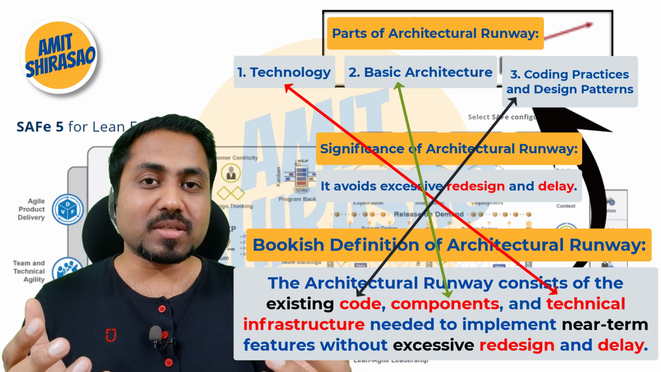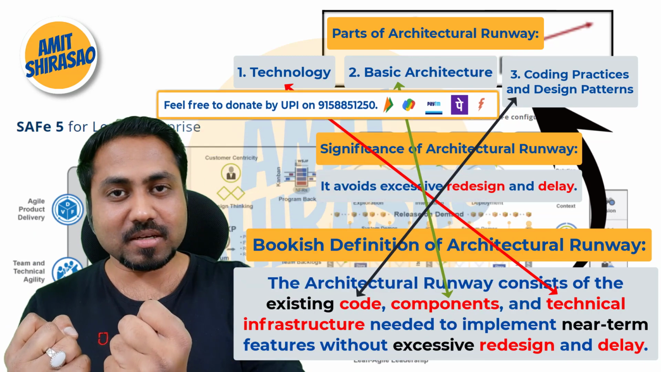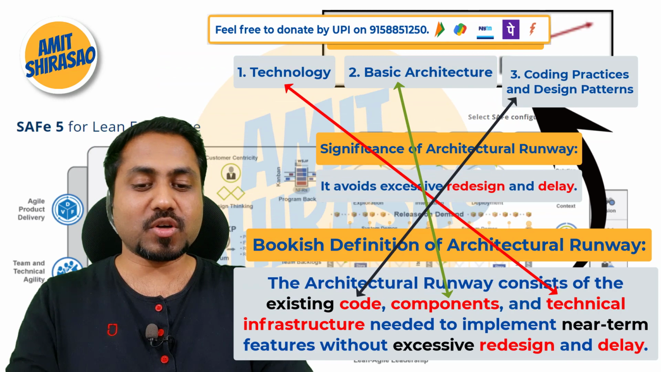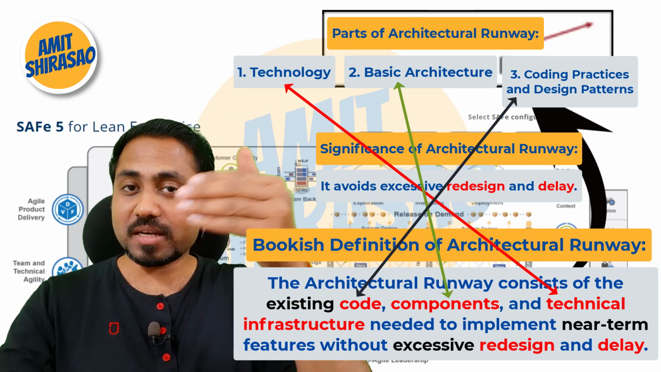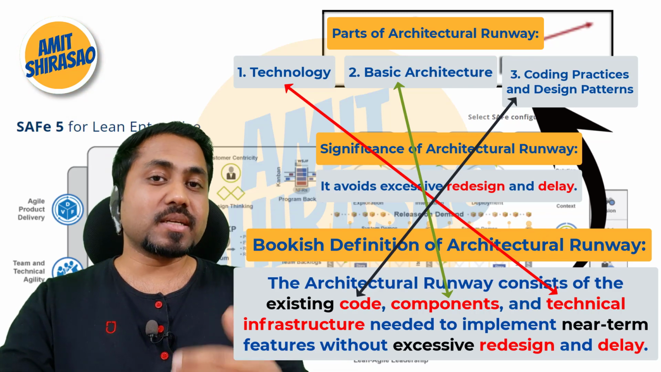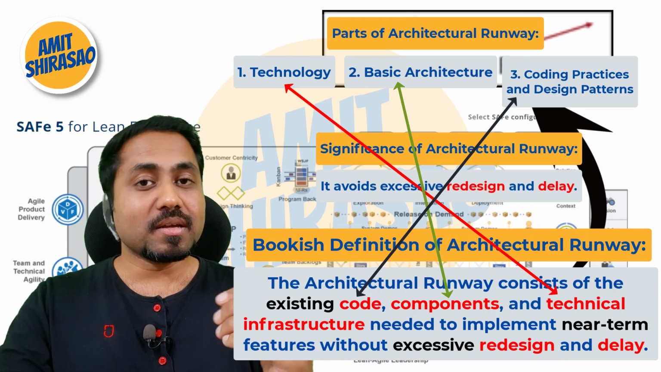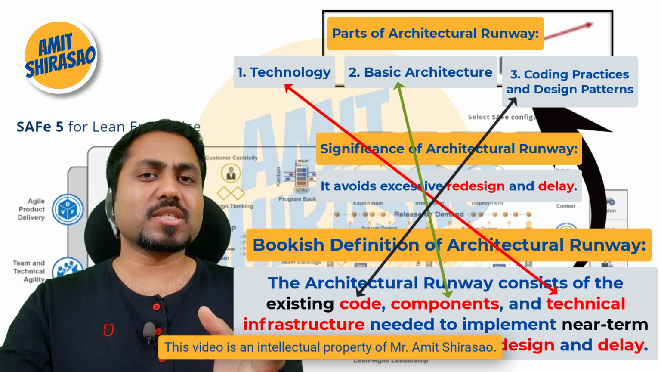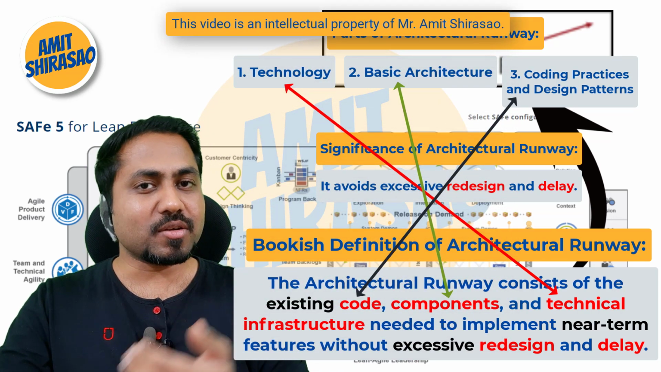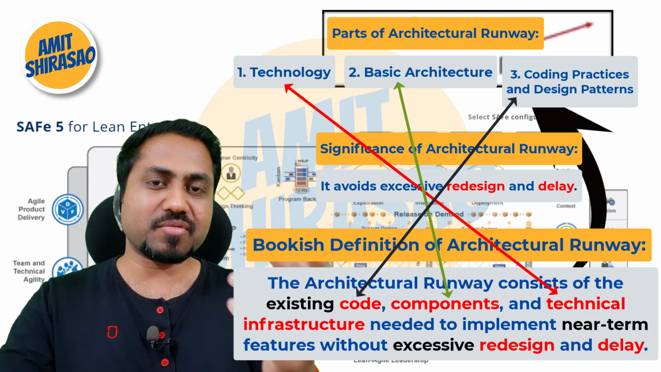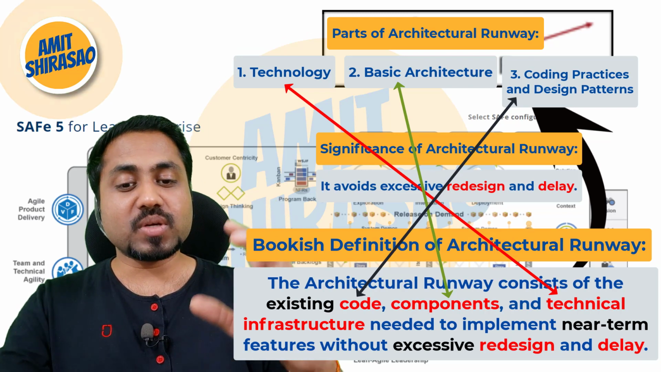So all this is your existing code, guys. This is the way you're coding. So this is how you will remember. What is the definition once again? Architectural runway is the existing code, that means this kind of layering and components, like shared components in the UI, and the technical infrastructure that is required. Technical infrastructure means you are using React, or Java in the API, or SQL in the database. That is the technical infrastructure needed to implement the near term features without excessive redesign and delay.